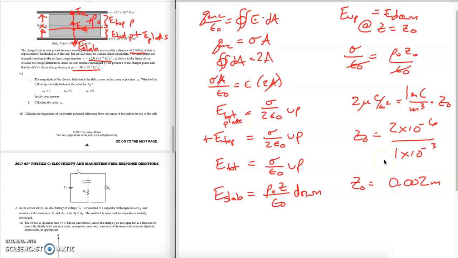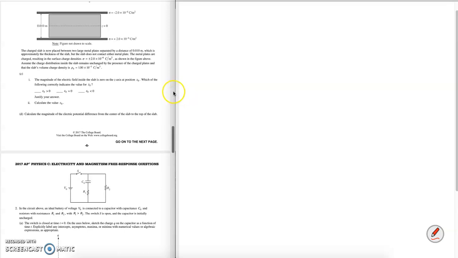All right, we've got one more part to this problem, and then we're coming up on 15 minutes. So I need to clear out again. Calculating the electric potential difference from the center of the slab to the top of the slab. So we're going to go from z is 0 to z equals 0.005 meters, half of the 0.01. All right, change in V equals minus integral E dot dr, and we're going to go from 0 to 0.005.